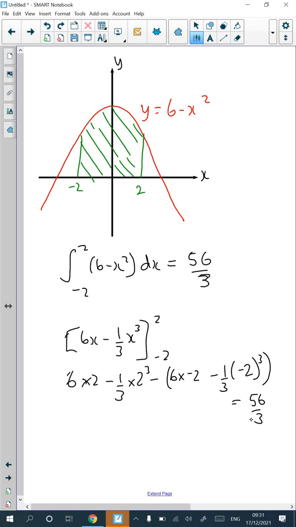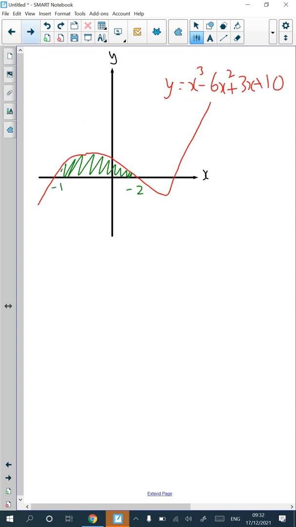Or, okay, you could spot that this particular curve is symmetrical. So what you could do is find the area between 0 and 2. And, of course, 0 is a lovely value to substitute in as a limit. And then double it. Right, number 3.